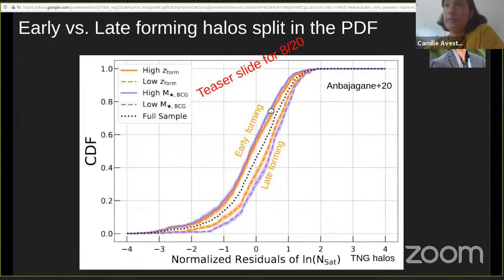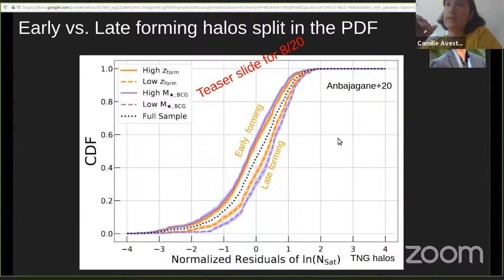Here is a figure from the same work, now getting towards a point that I like to also harp on. So this is, I think, just the TNG, which is what they had data for, as much information to derive this kind of a plot. But this is showing the cumulative distribution function of those residuals, but now conditioned on whether it's a late forming or early forming galaxy cluster.